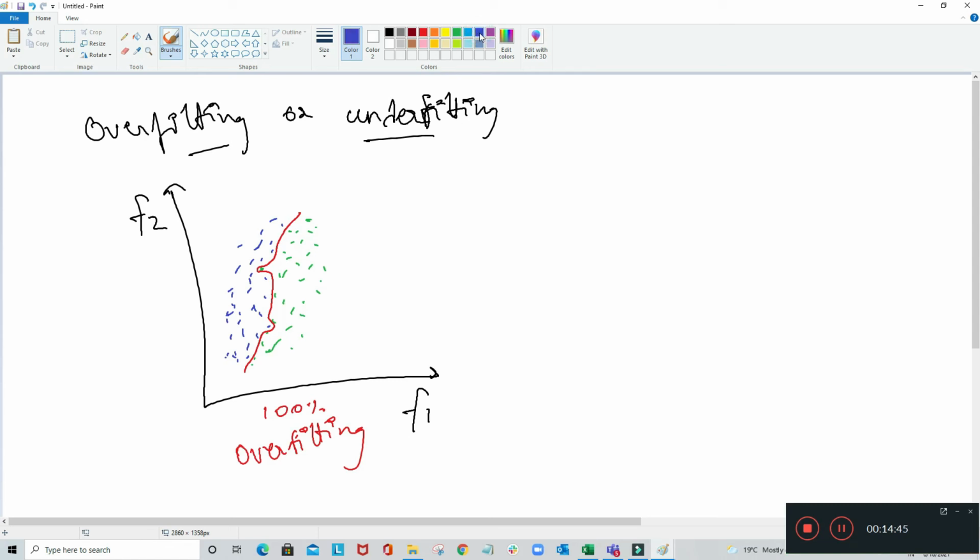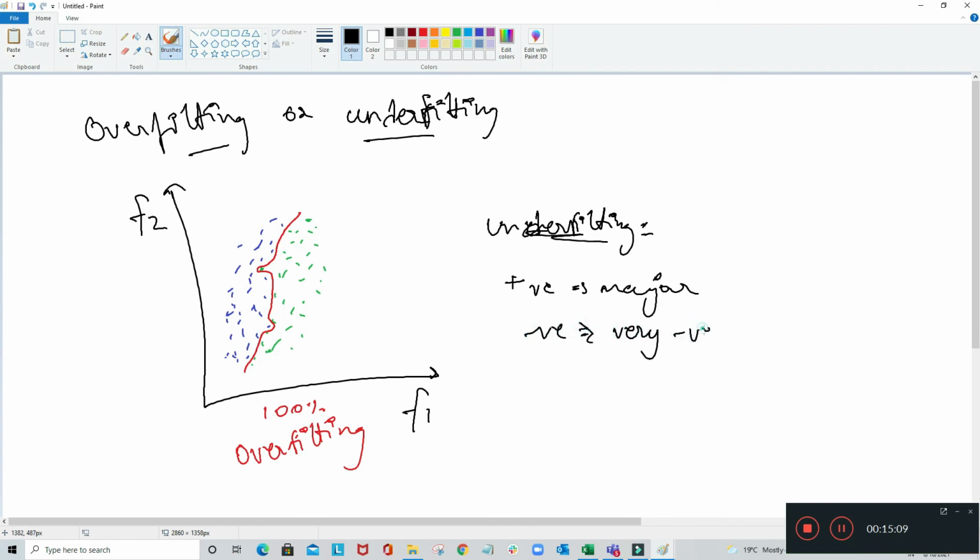What underfitting does is, if in my data I have majorly positive points and very few negative points, then whatever the data point may be, the model is always biased to the major class, that is positive in that case. Then we call it an underfitting issue in the model.